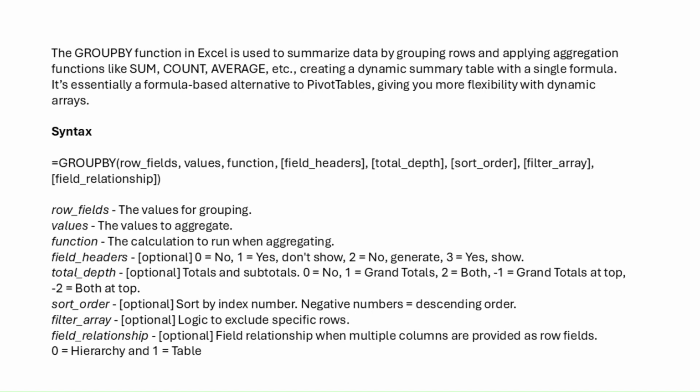both at top. Sort order, optional, sort by index number. Negative numbers equals descending order. Filter array, optional, logic to exclude specific rows. Field relationship, optional, field relationship when multiple columns are provided as row fields. 0 equals hierarchy and 1 equals table.